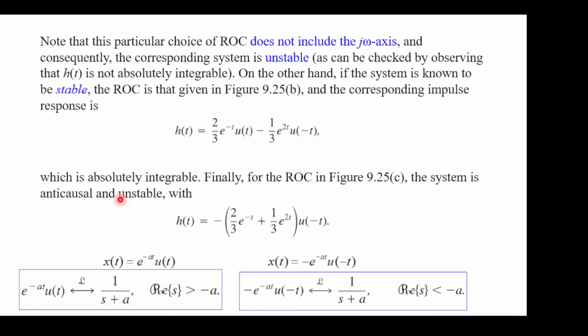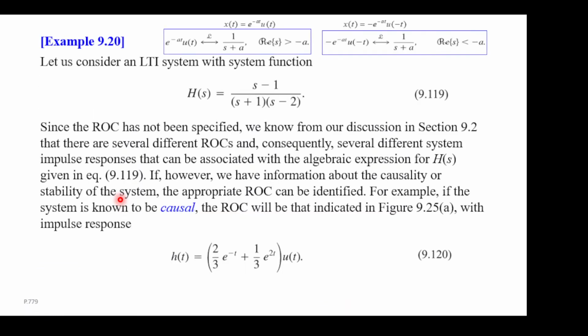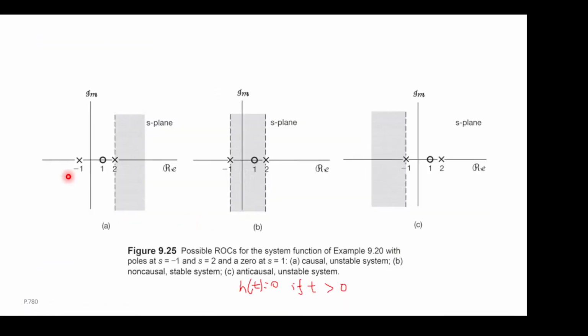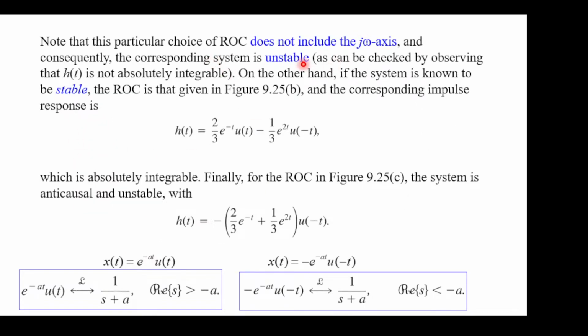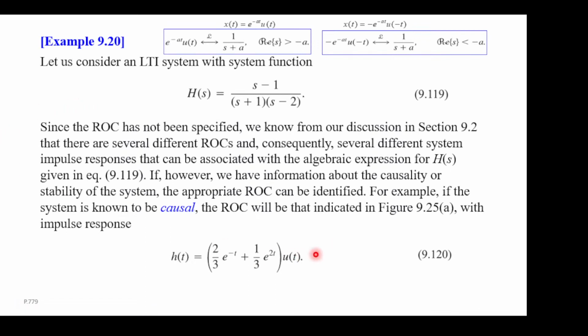And the next one. For this one, you see that it doesn't include the j omega axis. So even though it's causal, it's not stable. You can see that it's unstable because you get this e to the 2t term, an exponentially growing term. So this h of t is not going to be absolutely integrable. You have this e to the 2t term, it just goes to infinity, and it's unstable.